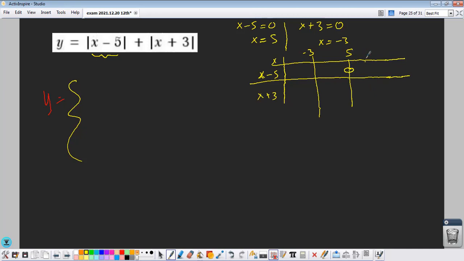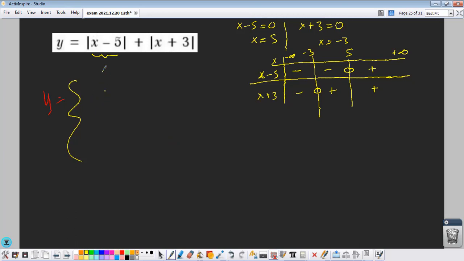If you try any number bigger than 5, for example 6, 6 minus 5 is 1, so it's a positive number. That means in the interval toward plus infinity it will be positive. Then after the root you change. If there is no root, you keep it the same. For x plus 3, minus 3 is the changing point. If you put a number bigger than 5, let's try 6, 6 plus 3 is 9, a positive number. You start with plus and you keep going plus and minus.